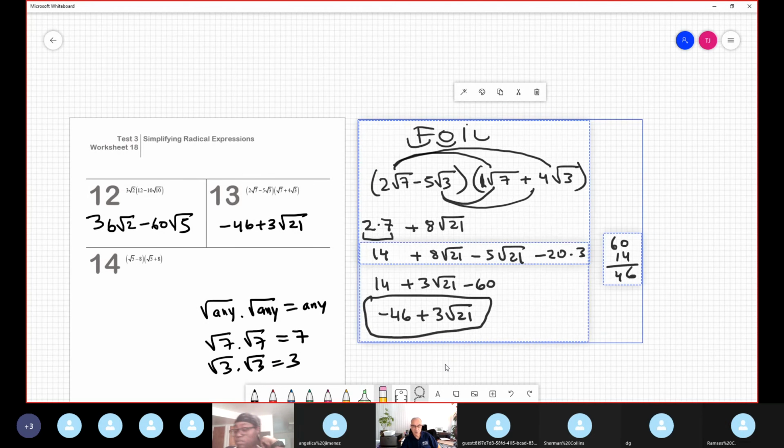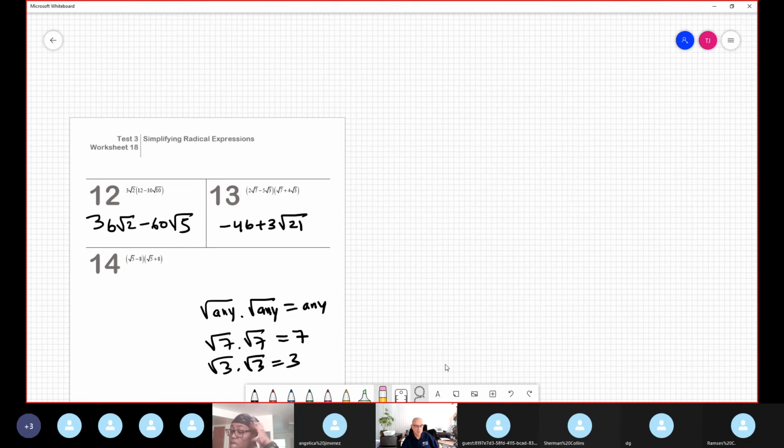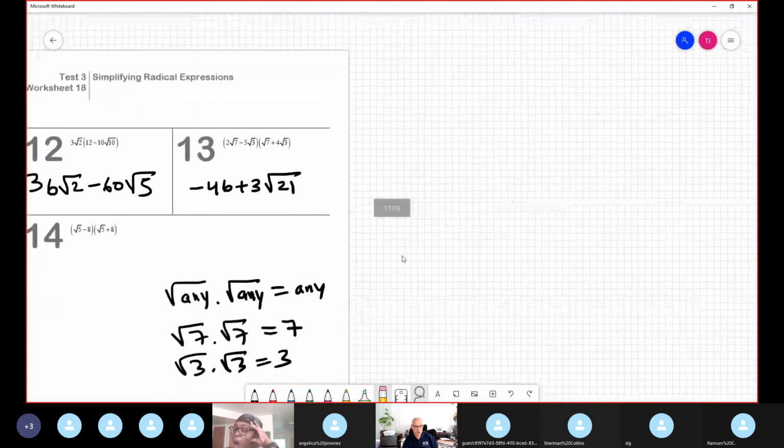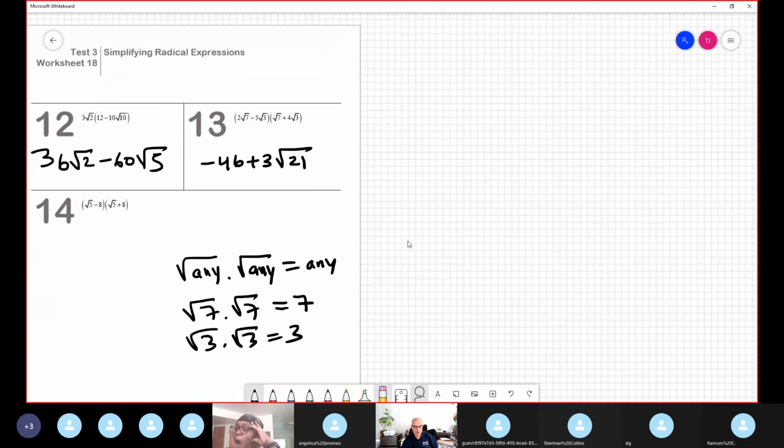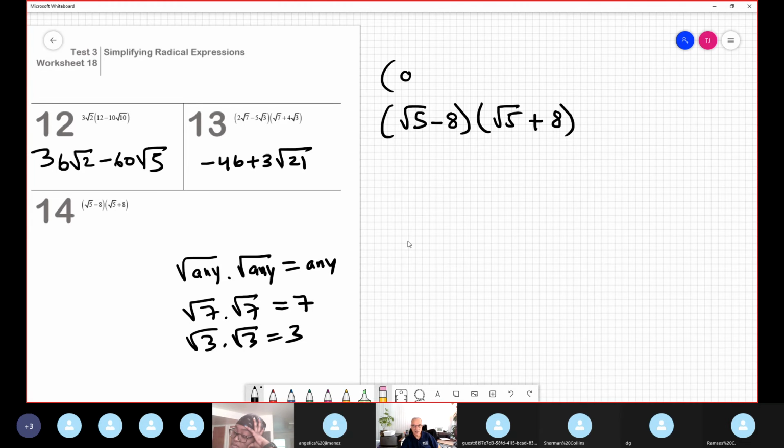Because we can apply a shortcut if you want. For example, this is a conjugate: parenthesis radical 5 minus 8 times radical 5 plus 8. So you realize that this is a conjugate. It's like a minus b times a plus b is equal to a squared minus b squared. And you apply the formula.